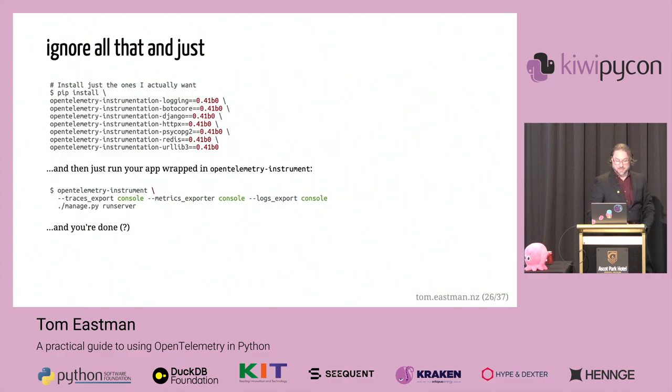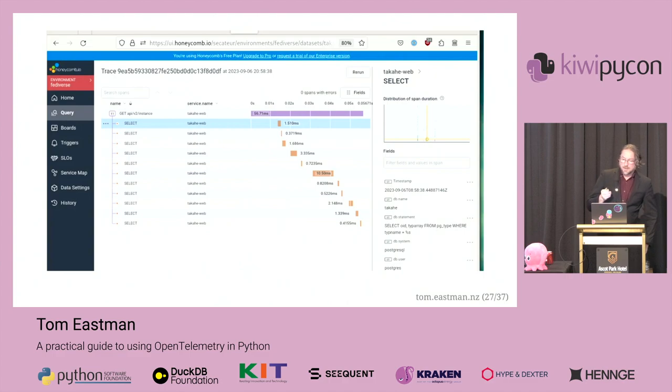Say opentelemetry-instrument, and then in this example, I've added some command line options to tell it to send the traces to the console, send the metrics to the console, send the logs to the console, run it, and I was done. And then I was like, well, I was expecting this to be harder. And so that's what I got without editing any of the code in my project. So we haven't touched a line of Python yet. We've just added some stuff and we're running it in this wrapper command.